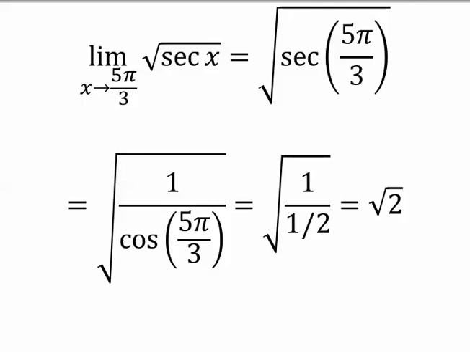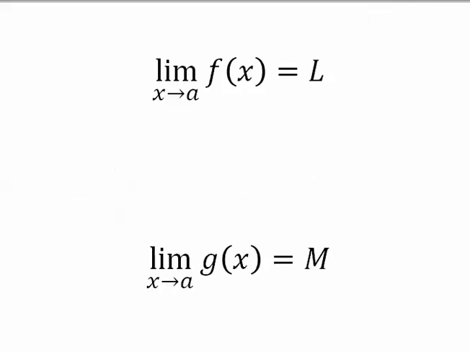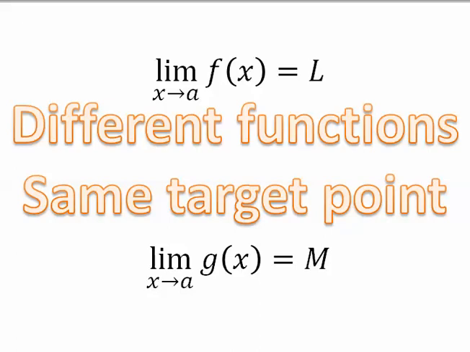All right, more ways to build nice functions. As x approaches a, suppose f is going to L and g is going to M. Different functions, same target point, the target point x going to a. If you know that both of the limits exist, and you have to know that both limits exist, then you know a bunch of different things.